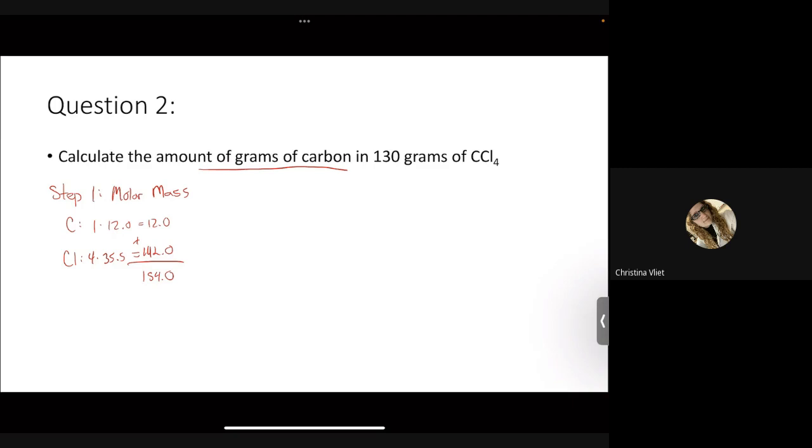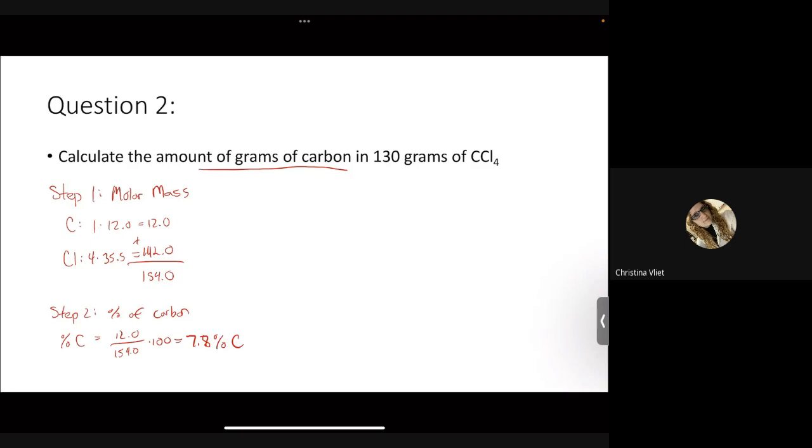Okay, so you just need the percent of carbon. You don't need the percent of chlorine here. So I'm going to find the percent of carbon. So step 2, percent of carbon. To get that, I would do 12 divided by 154 times 100, which is 12 divided by 154 times 100. And so I get that it's 7.8% carbon.